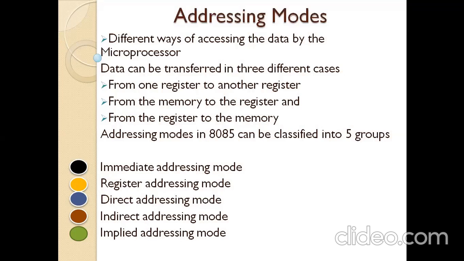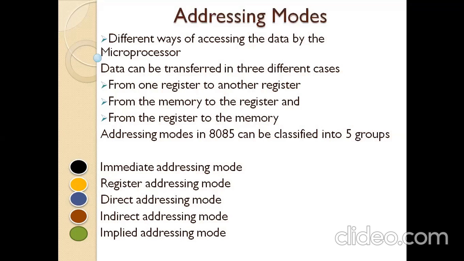We can write the data or we can read the data. If you take an example, a memory, RAM: from the RAM, we can read the data and we can write the data. Registers, we can read the data and we can write the data. Input device means we can only read the data. Output device means we can write the data. So addressing mode means the different ways of accessing the data by the microprocessor.